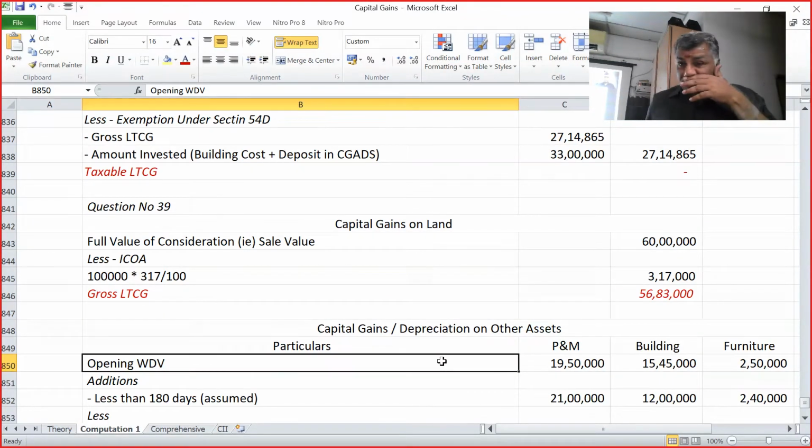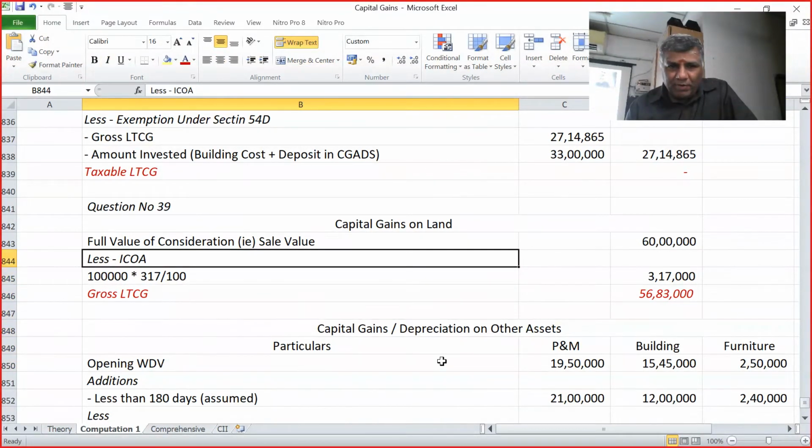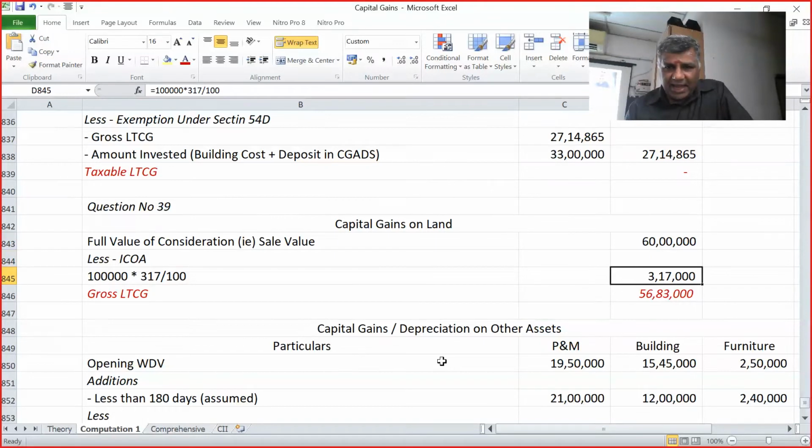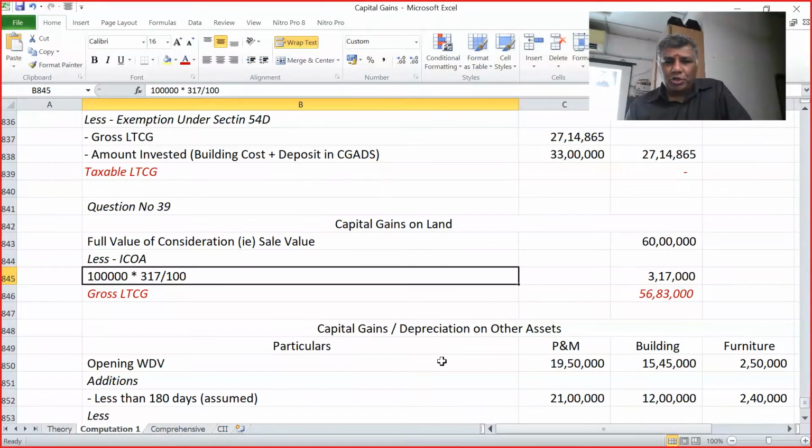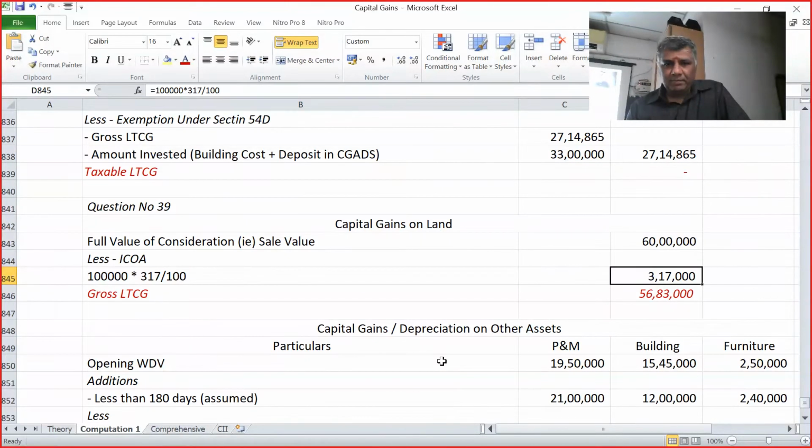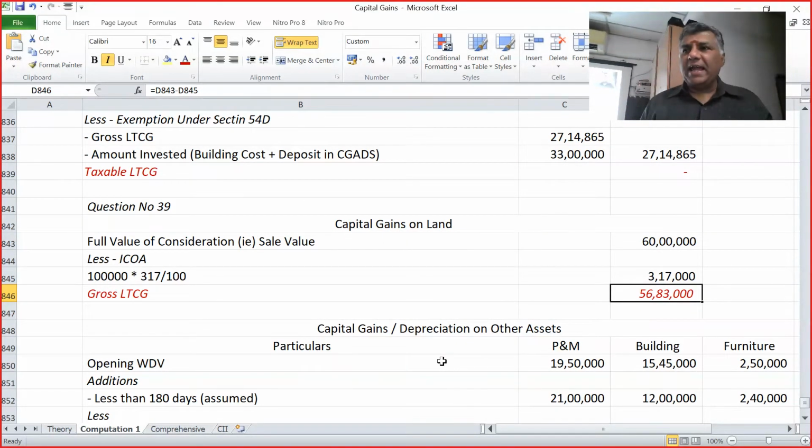Friends, first I'm working out for land. The full value of consideration is 60 lakhs, less indexed cost of acquisition, 1 lakh into 317 by 100. Gross LTCG, I get 56 lakh 83,000. 56 lakh 83,000 is the gross LTCG.